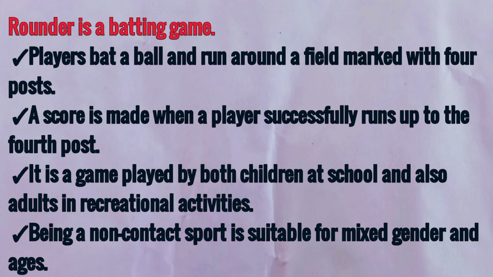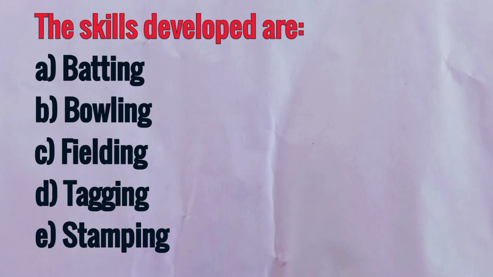The game, being an uncontact sport, is suitable for mixed gender and ages. That's why it's a game that's played by both boys and girls, both males and females. The skills developed are batting, bowling, fielding, tagging, and stamping. Those are the key skills that the players are supposed to possess when playing this type of game. So let's go to another part, which is now the game.